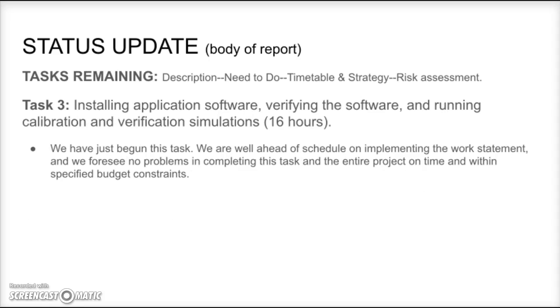Then you would move on to the tasks that are remaining. So here's another example. Task 3 was installing application software, verifying the software, and running calibration and verification simulations, which it's been tasked out at 16 hours. And so it's something that hasn't been done yet. So they say, we have just begun this task. We are well ahead of schedule on implementing the work statement, and we foresee no problems in completing this task and the entire project on time and within specified budget constraints.